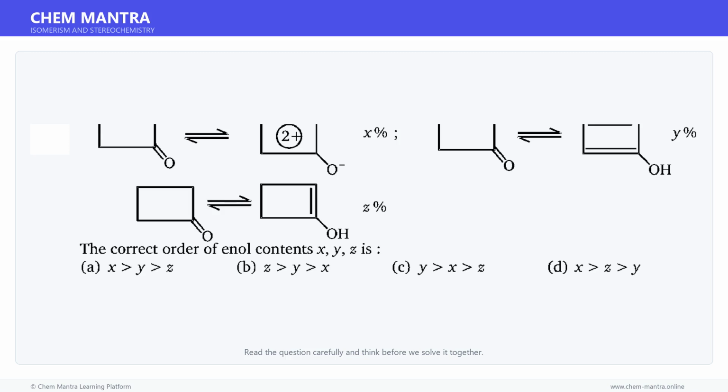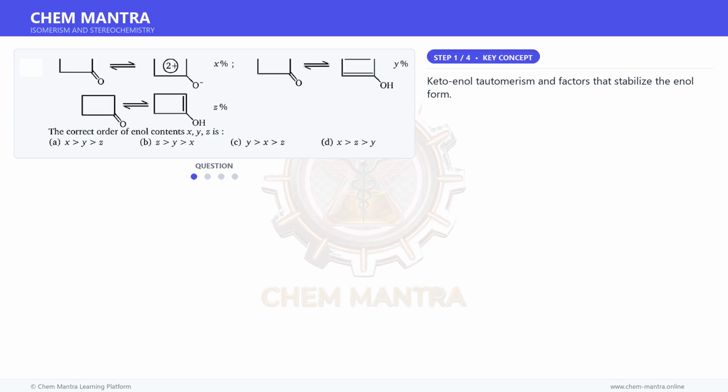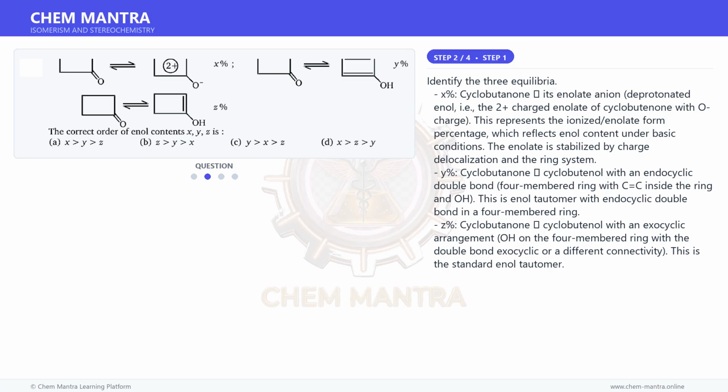Here is a question. Read it carefully and think about the answer. Let us solve it step by step. Let us first understand the key concept here: keto-enol tautomerism and factors that stabilize the enol form. Moving on to the next step.